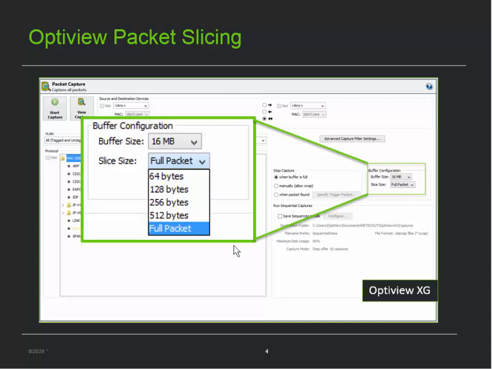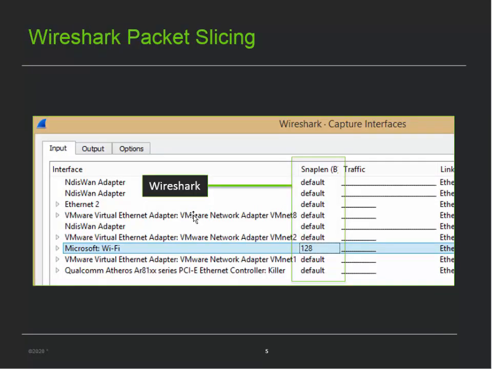So what does that look like? Well, this is an OptiView XG screenshot. It's a NetScout tool. And you'll see their slice, the default's full, and you've got preset values, 64, 128, 256, 512. So you would just go down the pull down list and choose whatever size you want. Now with Wireshark, which is what again a lot of people use, you can enter a value. So you can actually type 128 or 212 or whatever it happens to be into that packet slice variable.